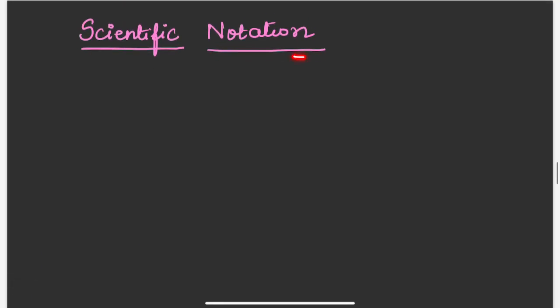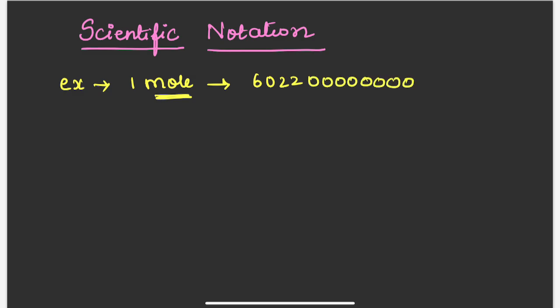So first let us see what is scientific notation and why it is used. You know that often in chemistry we use huge numbers for addition, subtraction or multiplication. Suppose for example, 1 mole of any substance. In chemistry often we use this word mole. So 1 mole will be having how many particles? 6022 followed by 20 zeros. So many particles will be present in 1 mole.